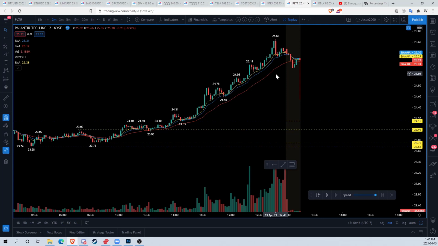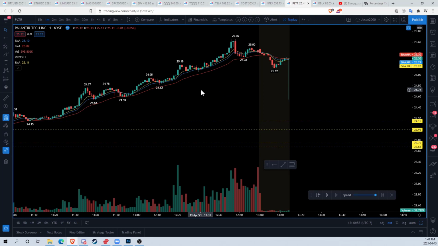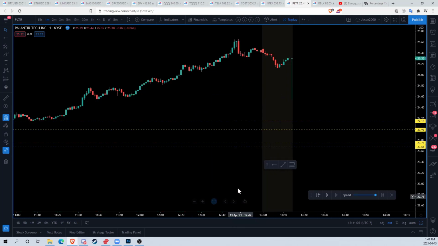Now, there is one more baby equilibrium in here because I did take some profits around 24, I think 24.70, something like that in here. Since we've got some pullback, the 1-minute time frame gave us another equilibrium. So this is a good example of looking for micro patterns inside action.